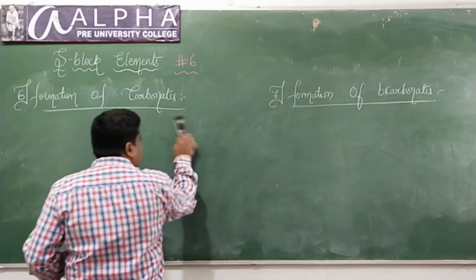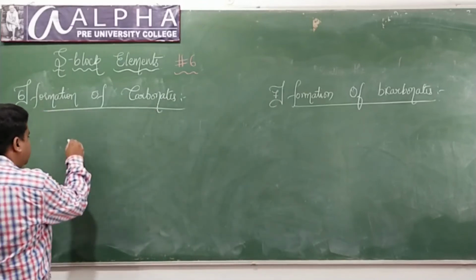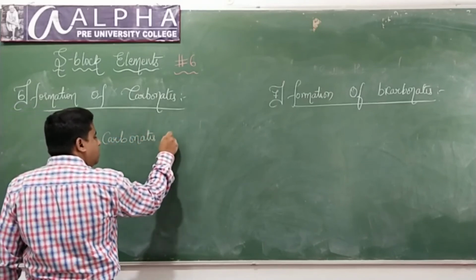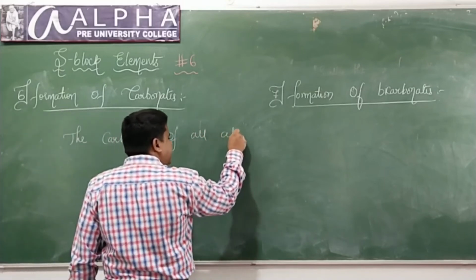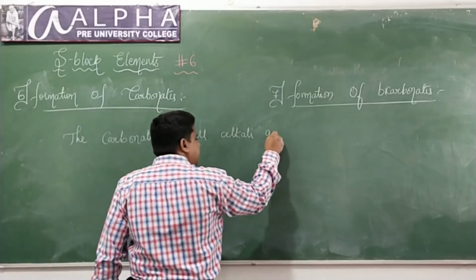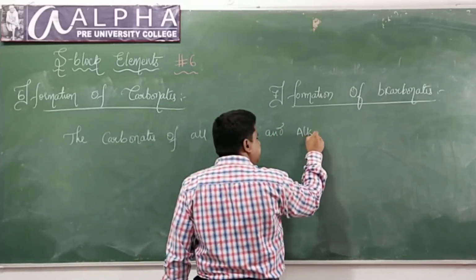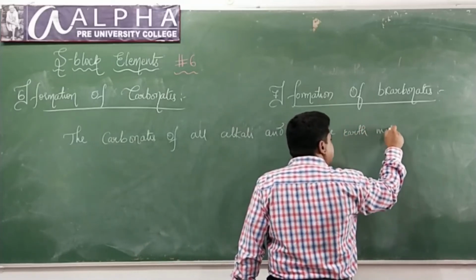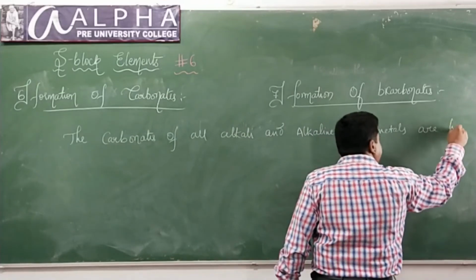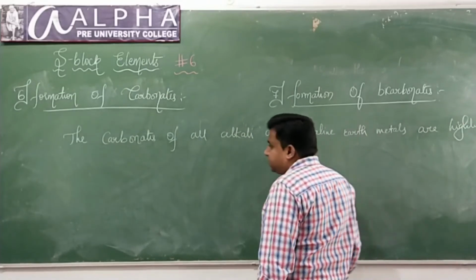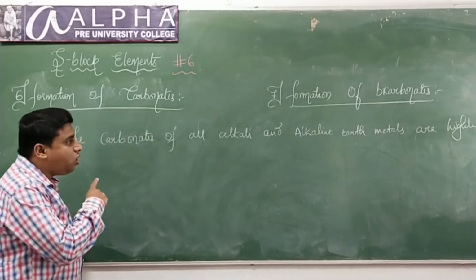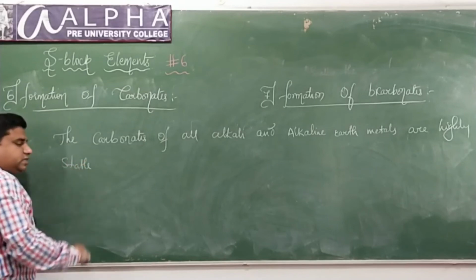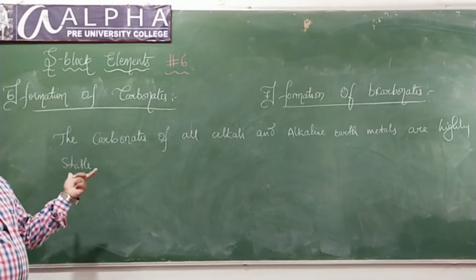Now understand the property of carbonates here. The carbonates of all alkali metals and alkaline earth metals are highly stable. The carbonates of all alkali metals and alkaline earth metals are highly stable. That means they do not decompose easily upon heating.